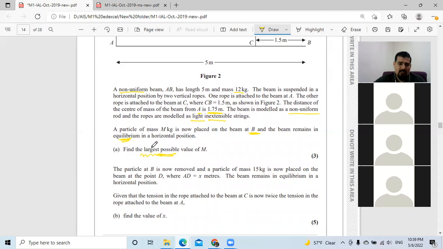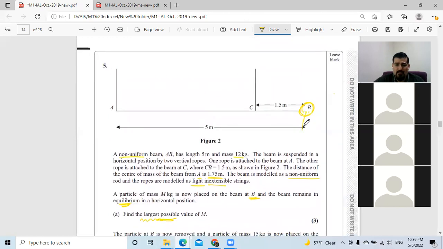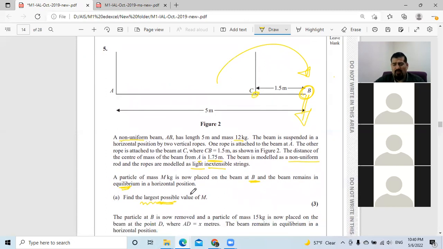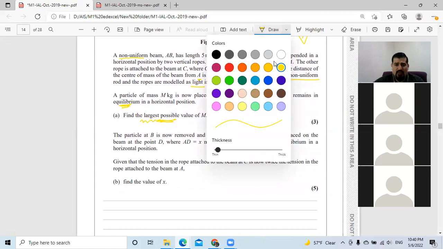When they say largest possible value of m, if I put an object here and this object is too heavy, that means it will rotate about what? About C. So the words largest possible value mean it starts to tilt about C. Now, when they say it tilts about C, that means there is no tension on what? On A, not anymore. So this is the idea. That's why they put 3 marks on it.